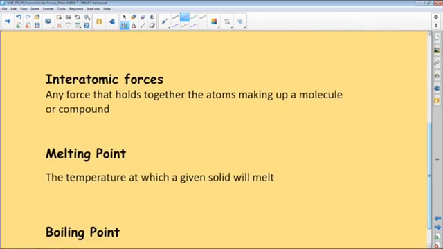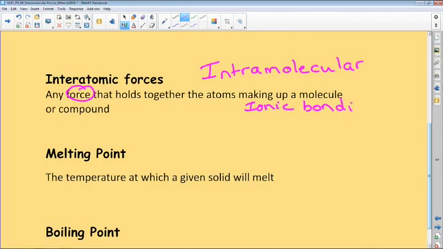interatomic. Now, some of you must have noticed that I used a different terminology when I first read this out to you, and I said intramolecular. Now, that is just another terminology for the same thing. These are forces that hold atoms together. Really fancy term for ionic bonding and covalent bonding. So when you hear us talk about intramolecular or interatomic, we are talking about covalent and ionic bonding.